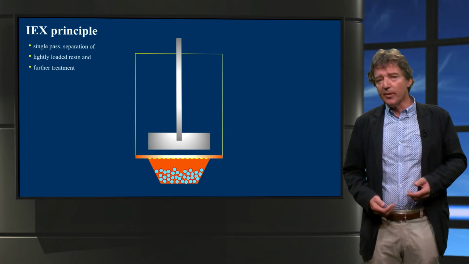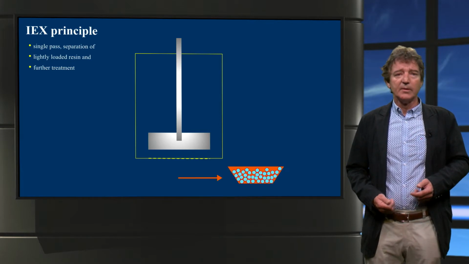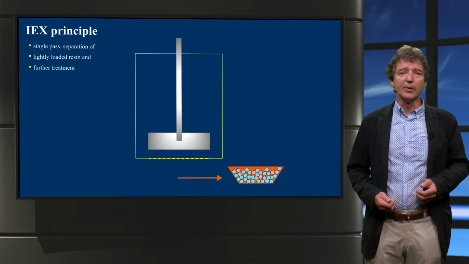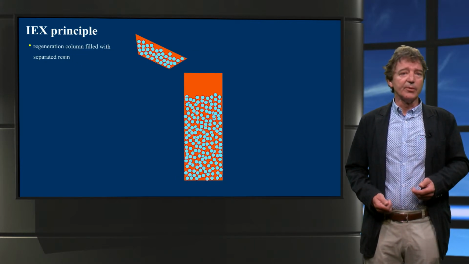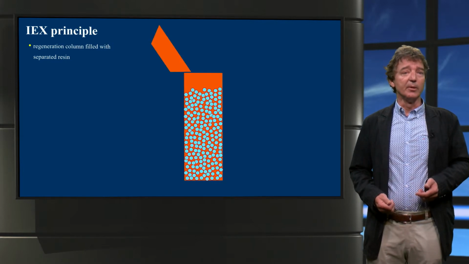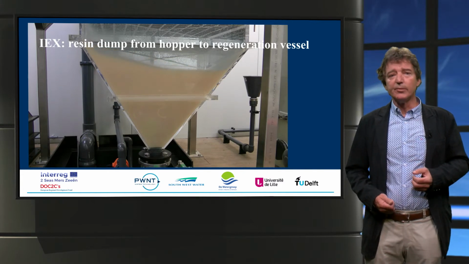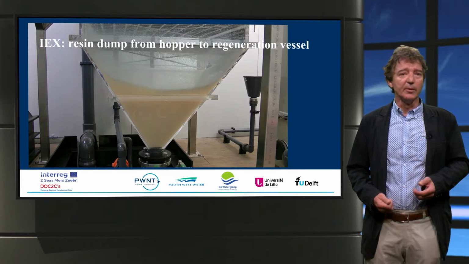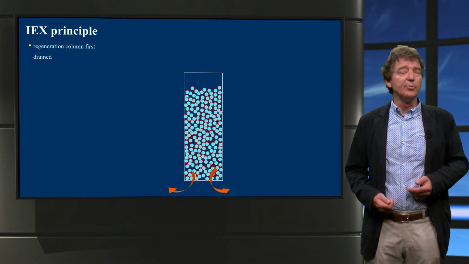After the liquid phase is separated from the resin, the resin is collected, in case of a suspended system, for instance, in a cone-shaped hopper, and periodically transferred into a so-called regeneration column. When the hopper is filled, it is emptied under gravity force to the regeneration column. And after drainage, the resin is ready to be regenerated.